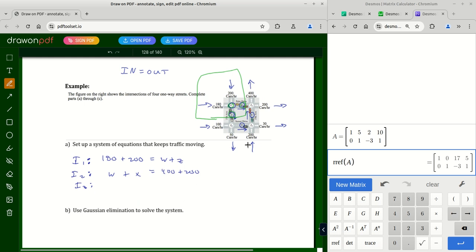Intersection 3, right here. So going in is a Y and a 200. Going out would be the X and the 30. Intersection 4, we got Z coming in and 100. Going out is a Y and a 50.